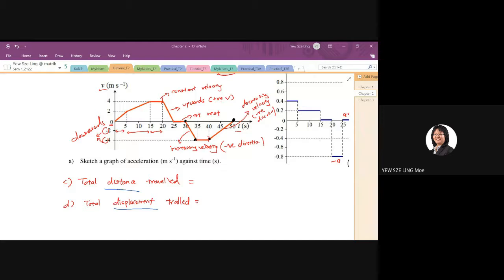So cuba fikir, macam mana kamu nak kira total distance travelled by the lift? Macam mana kamu nak kira total displacement travelled by the lift? Kalau kamu dah ada idea macam mana nak jawab soalan ini, kamu tulis dalam chat. Okay, so try to recall the definitions for distance and displacement.